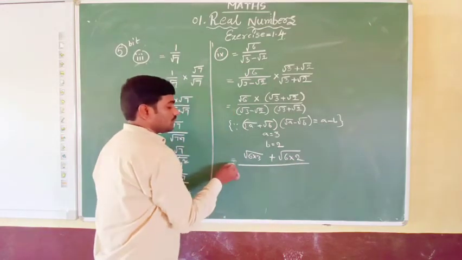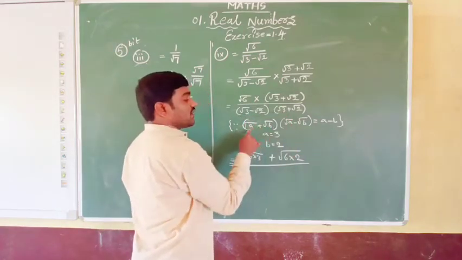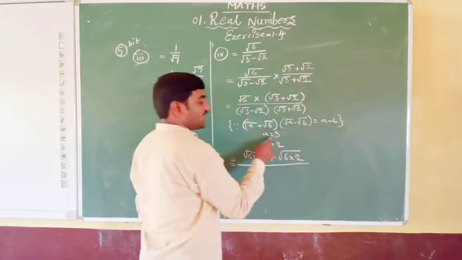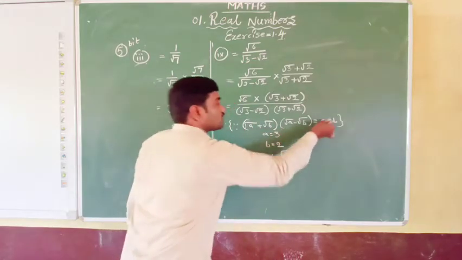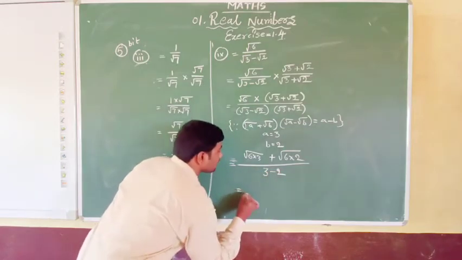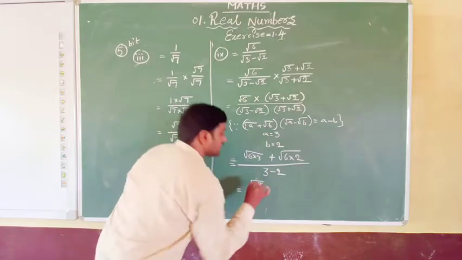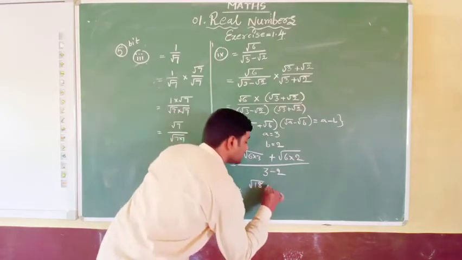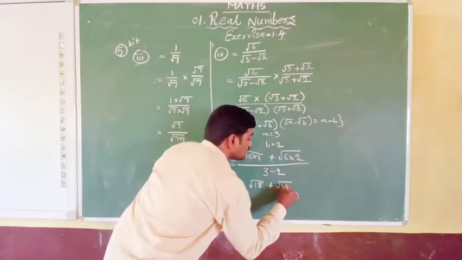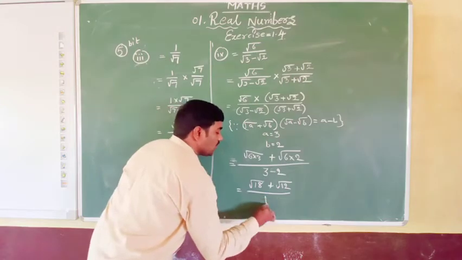Now the denominator is in the form root a plus root b into root a minus root b. The formula is a minus b, where a equals 3 and b equals 2. Let us substitute in a minus b, that means 3 minus 2. In the numerator, root of 6 into 3 is root of 18, plus root 6 into 2, that is root 12, all by 3 minus 2, which is 1.